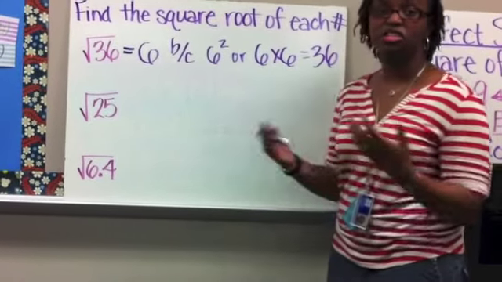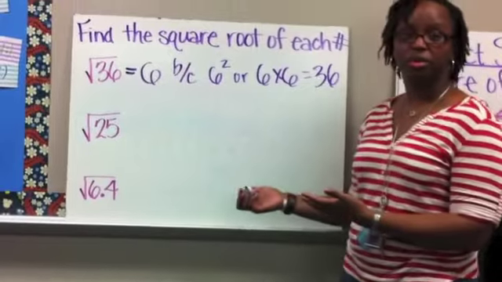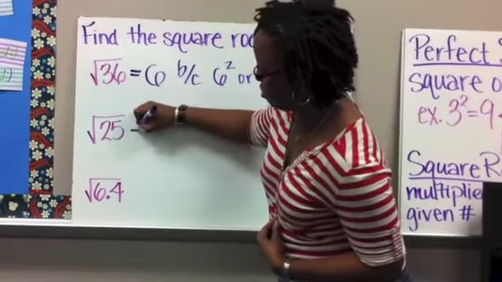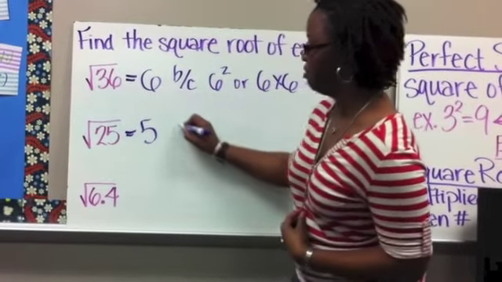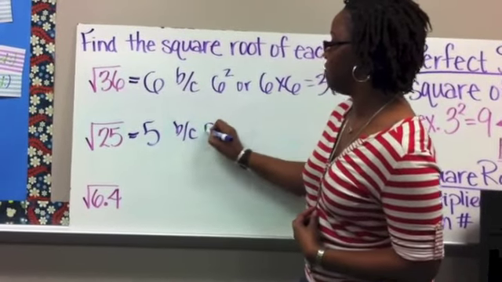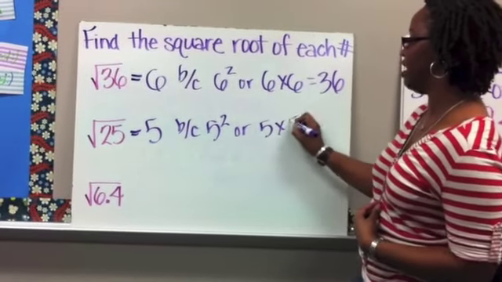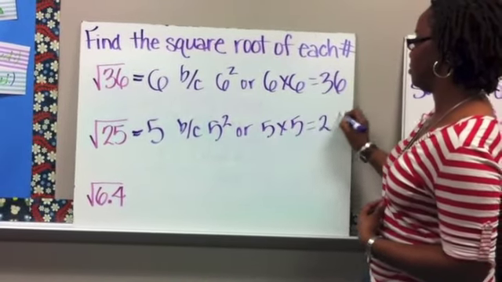Okay? And so using that same thought process, what's the square root of 25? Well, what number times itself gives you 25? That number would be 5. Okay? Because we know that 5 squared, or if I expand that, 5 times 5 would give me 25.